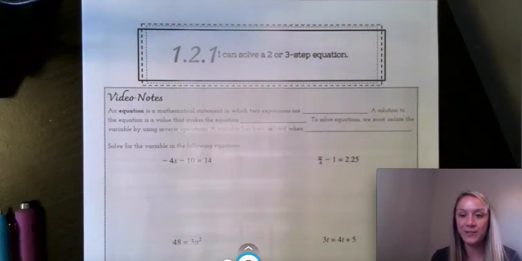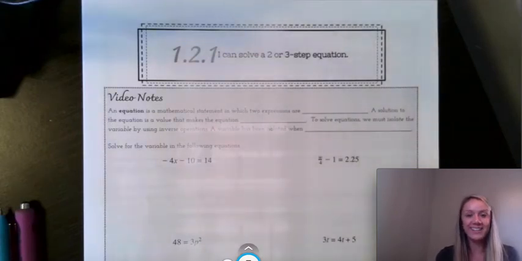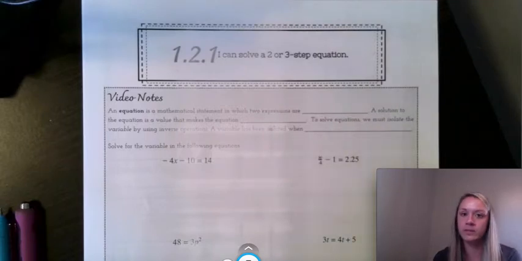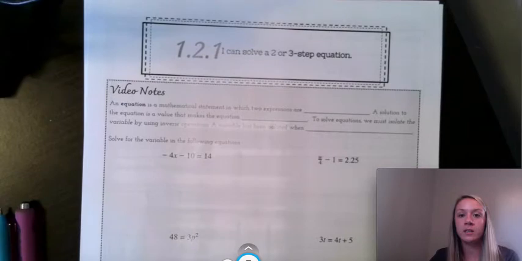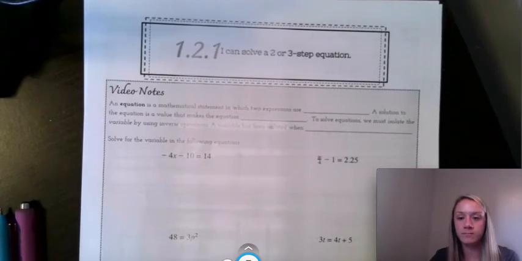So we're going to be looking at 1-1. This is our first official learning target for this unit. We're looking at solving 2 or 3-step equations. This is our "I can" statement that we're focusing on today. And there are a lot of examples that we could go through.